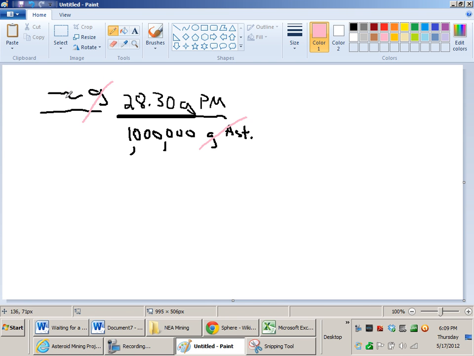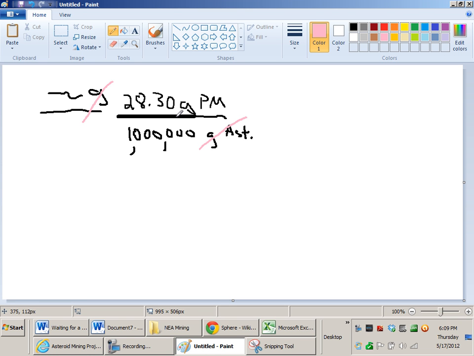So you end up multiplying your mass of asteroid in grams times the 28.3 grams of platinum group metals, and then dividing by the million grams of asteroid. And that's how you calculate how many precious metals are estimated to be inside of your asteroid. You'll do this twice, once for the minimum and once for the maximum estimate.